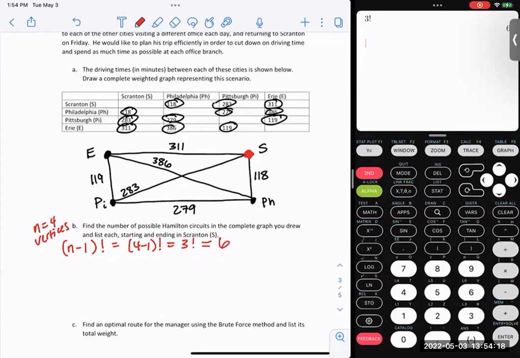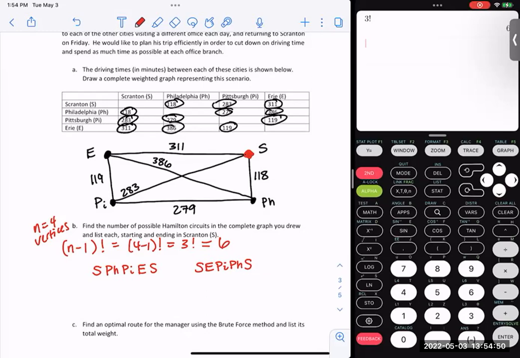So for example, one of them might be if I just went around this clockwise, so Scranton to Philadelphia to Pittsburgh to Erie and then back to Scranton. That would be one possibility. If I went counterclockwise, then that would be Scranton to Erie to Pittsburgh to Philadelphia and then back to Scranton. So that's 2 of them.